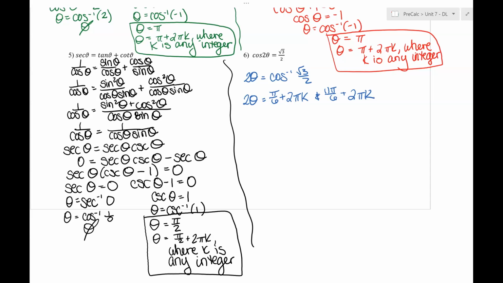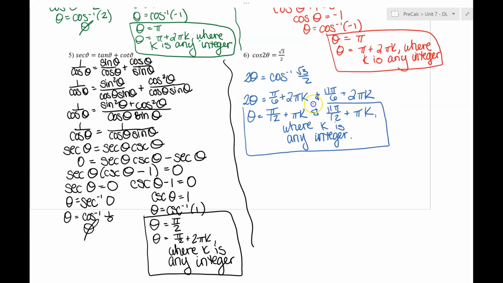And then divide everything by 2. So theta is truly pi over 12 plus pi k. Everything's being divided. And 11 pi over 12 plus pi k. Okay, so this is where k is any integer. This is for all rotations. Any integer.